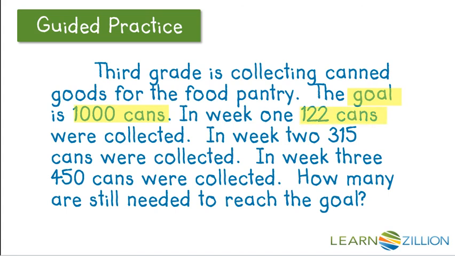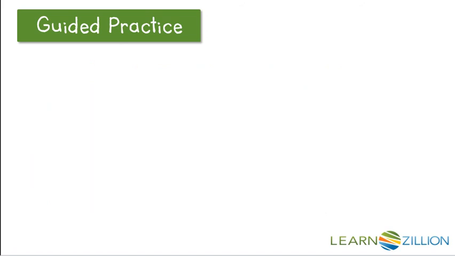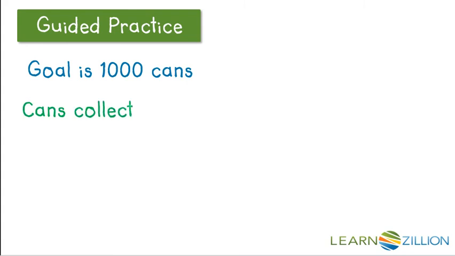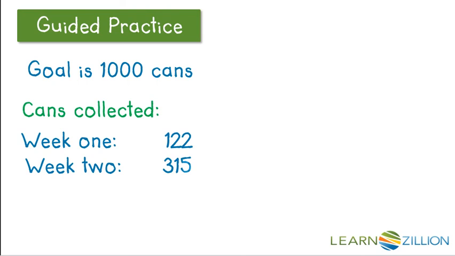So we highlight 122 cans, we highlight 315 cans, and we highlight 450 cans. So we're still looking for how many is left. So the goal is 1,000. We've collected 122 in week 1, 315 in week 2, and 450 in week 3. All right, so let's pull up the drawing again and work this out.